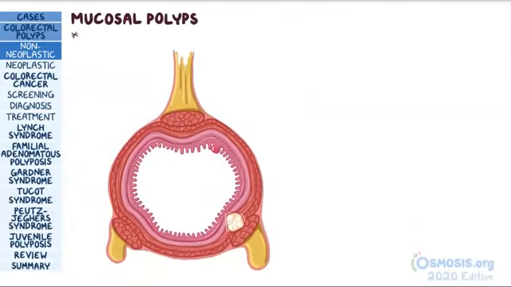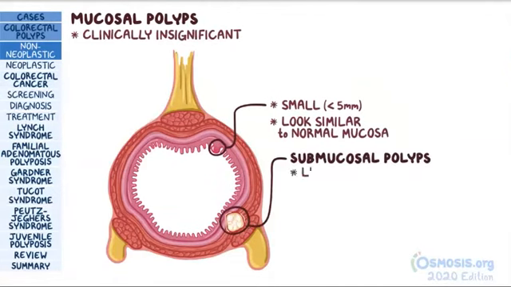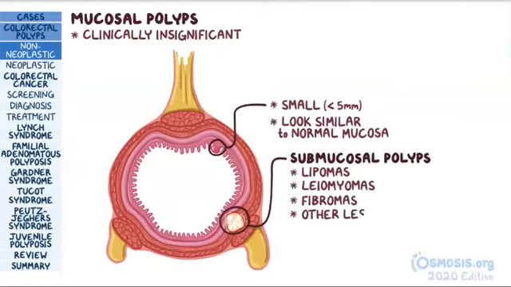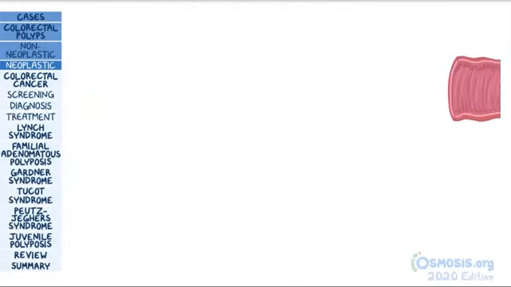Mucosal polyps, which are clinically insignificant, are usually small, less than 5 millimeters, and they look similar to surrounding normal mucosa. On the flip side, submucosal polyps can include lipomas, leiomyomas, fibromas, and other lesions. Now let's switch focus to neoplastic polyps.